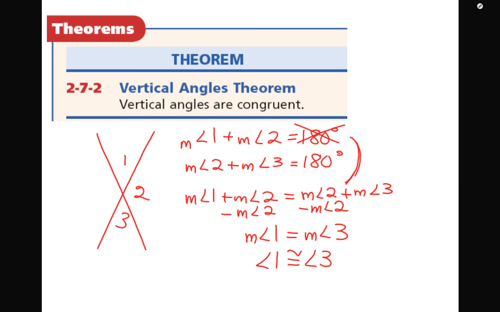If you want to, put some numbers in there. Angle 1 is 30 degrees. Angle 2, to be a supplement, would have to be 150 degrees for the linear pair. There, 2 and 3 are another linear pair, so 3 would have to be 30. And you can see the actual measures of 1 and 3 are the same. So hopefully, a couple of ways, I have convinced you that vertical angles are congruent.